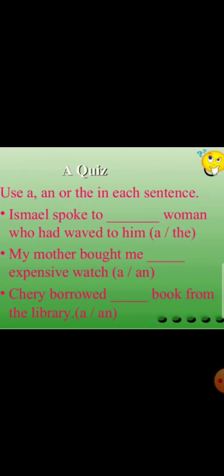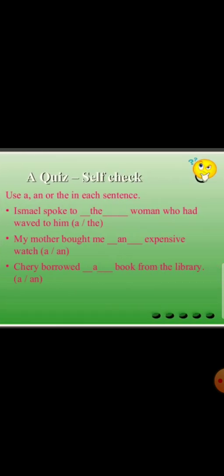Now a quiz is there. Use a or an or the in each sentence. Smile spoke to woman who had waved to him. Children, what can we use here? A or the? Second sentence, my mother bought me expensive watch. Now tell me what we can use here. Third sentence, Cherry borrowed book from the library. What can we use here? A or an? The answers I am telling you.